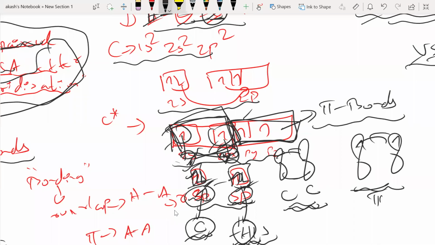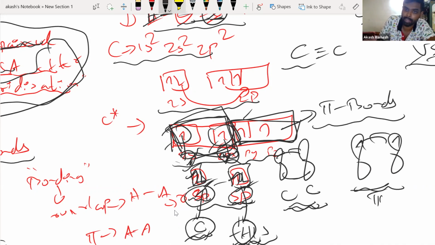Sir, but the number of carbons is C2, right? It's not C3. Yeah. So what? You see, between the 2 carbon atoms only, I have 2 pi bonds. This is the first pi bond, second pi bond, and 1 sigma bond.